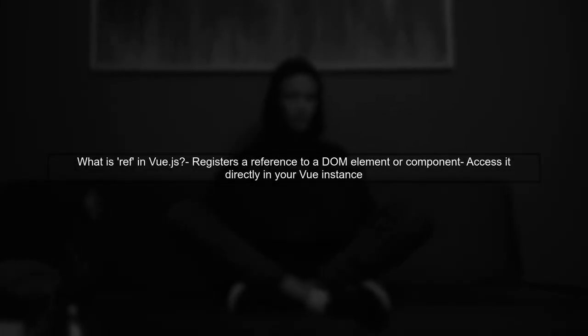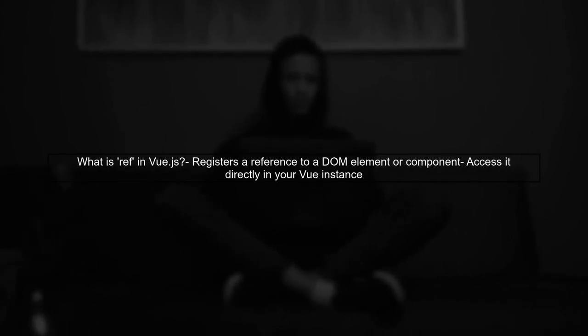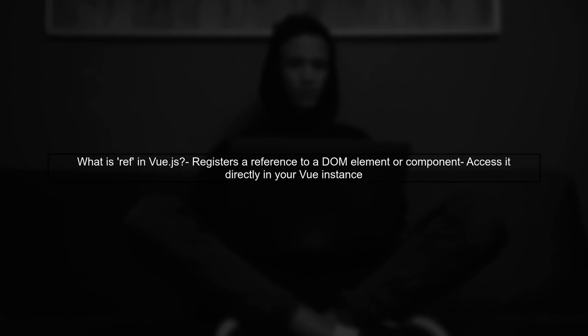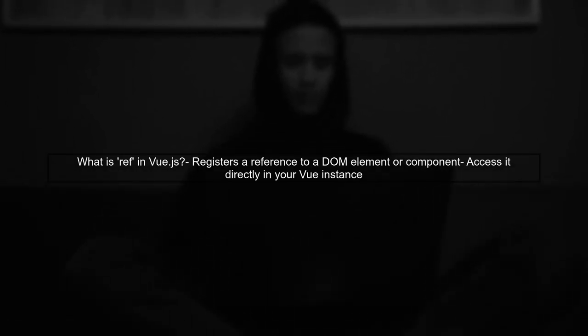Let's start by understanding the ref attribute in Vue.js. The ref attribute is used to register a reference to a DOM element or a child component, allowing you to access it directly in your Vue instance.